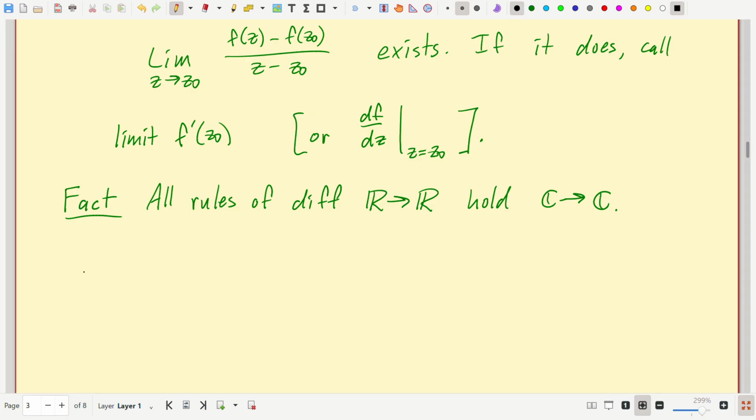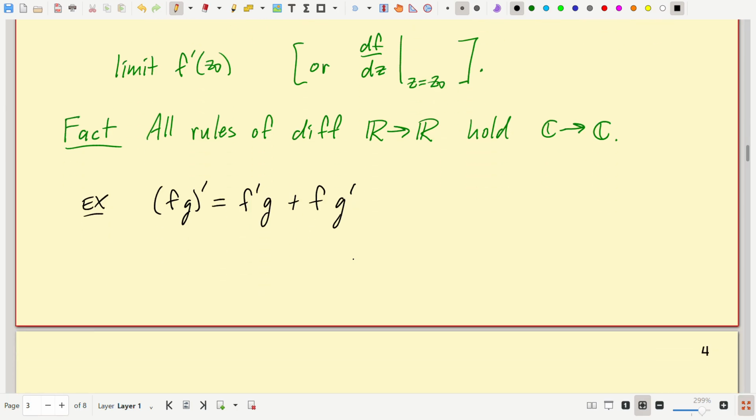Let me just do it. So an example might be, we know that the derivative of the product is F prime G plus F times G prime. And if you look in your freshman calculus book, you see when you calculate this thing, I'm dividing by Z minus Z naught.